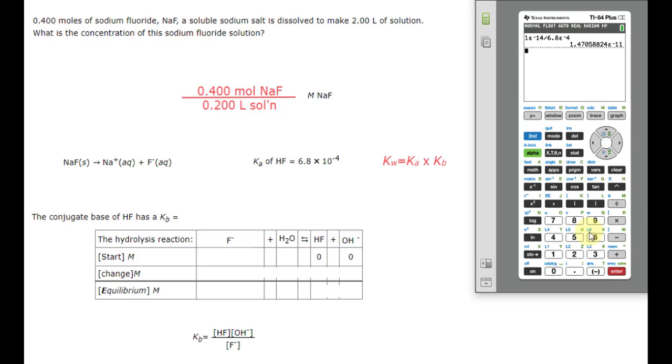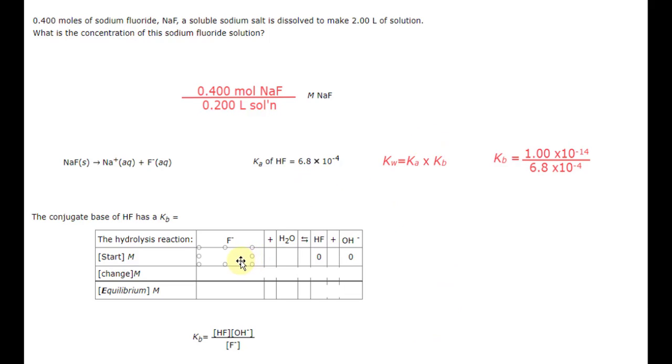This is the Kb. That's a pretty important value, so I'm going to store it as a very easy X. That's my Kb for the base we're dealing with, the fluoride ion. So, okay, we're set. I'm going to enter that, and let's go back to answer the questions here.